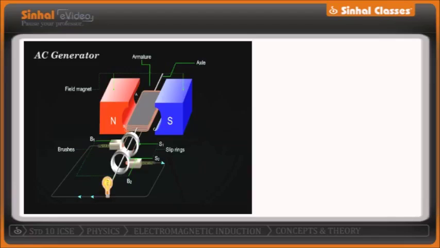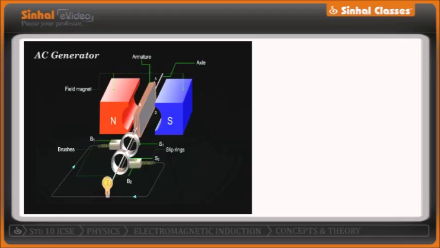The moment I supply it with a mechanical force, that means the coil is made to rotate, slowly and steadily we see that the angle which the coil is making with the magnetic field is changing. So it is increasing slowly and steadily till it becomes perpendicular to the field. The moment it becomes perpendicular to the field, we see that maximum lines of magnetic flux are cut. That means maximum EMF is being generated.